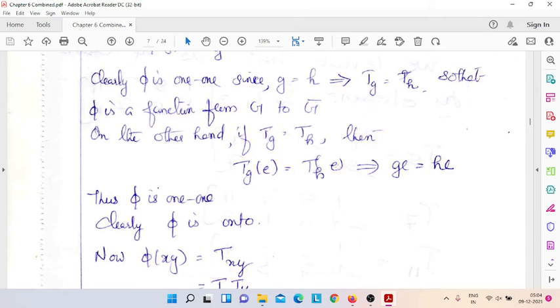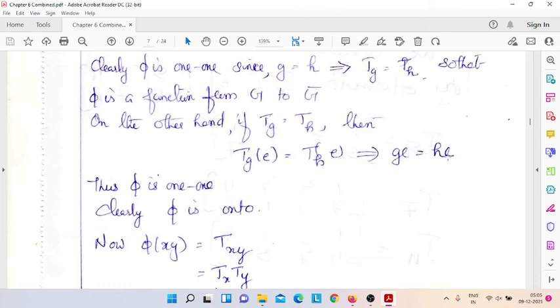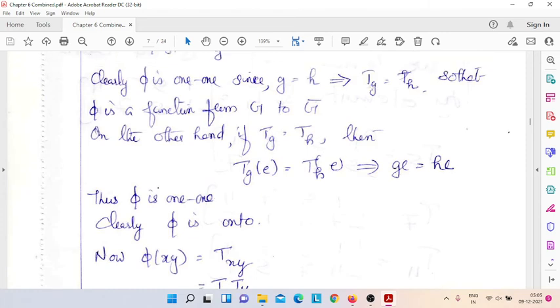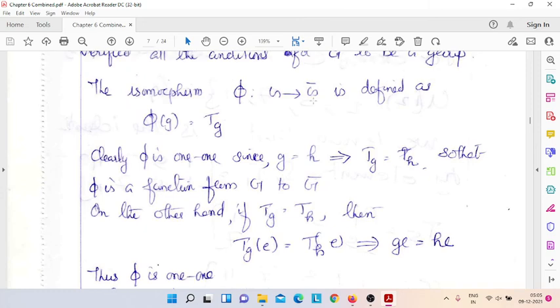See, an explanation for one-to-one is needed, since the one-to-one argument is not complete. On the other hand, suppose tg equals th, and then tg of e is equal to th of e, and therefore ge equals he. These steps say that it is strictly one-to-one. Assume tg equals th, then using the identity element, tg of e equals th of e, then you can convert that to ge equals he, and then cancelling, this itself implies that g equals h.